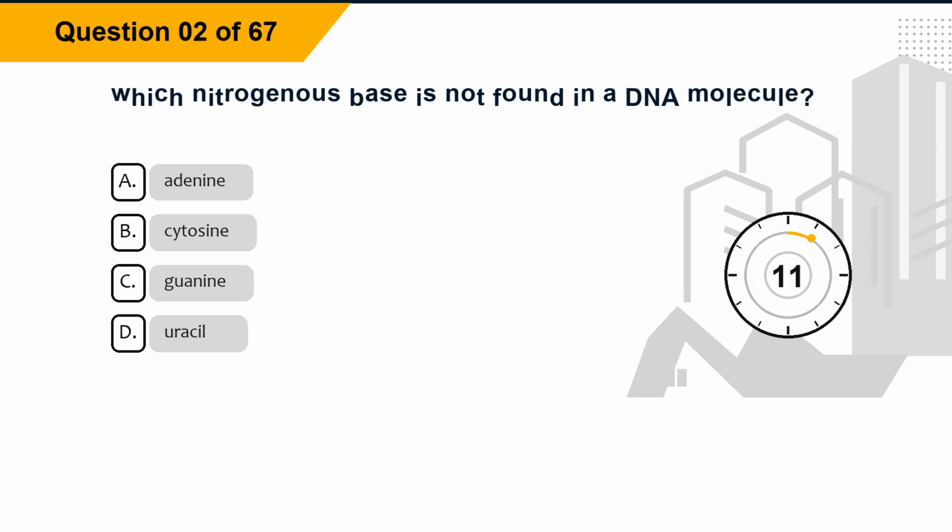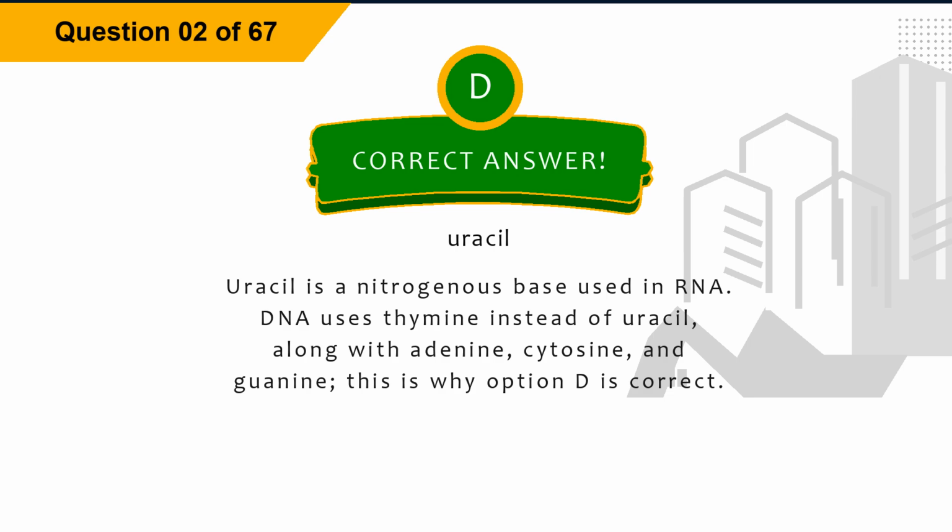Question 2. Which nitrogenous base is not found in a DNA molecule? Option A, adenine. Option B, cytosine. Option C, guanine. Option D, uracil. The correct answer is option D, uracil. Explanation. Uracil is a nitrogenous base used in RNA. DNA uses thymine instead of uracil, along with adenine, cytosine, and guanine. This is why option D is correct.